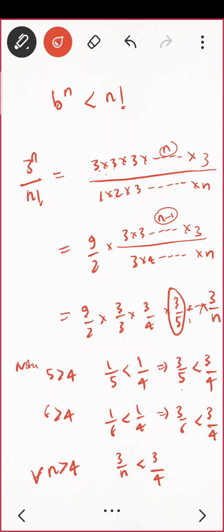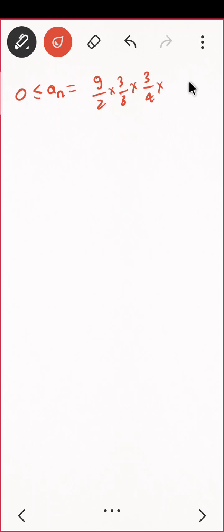Do you agree? Just relate with this. Can I write like this? That means my whole term is now changing into something like this. Let me just relate it. 0 is less than equal to en, but what is my en? 9 by 2 into 3 by 3 into 3 by 4, and after that everybody will be less than 3 by 4, but I'm writing here 3 by 5, 3 by 6 and so on.